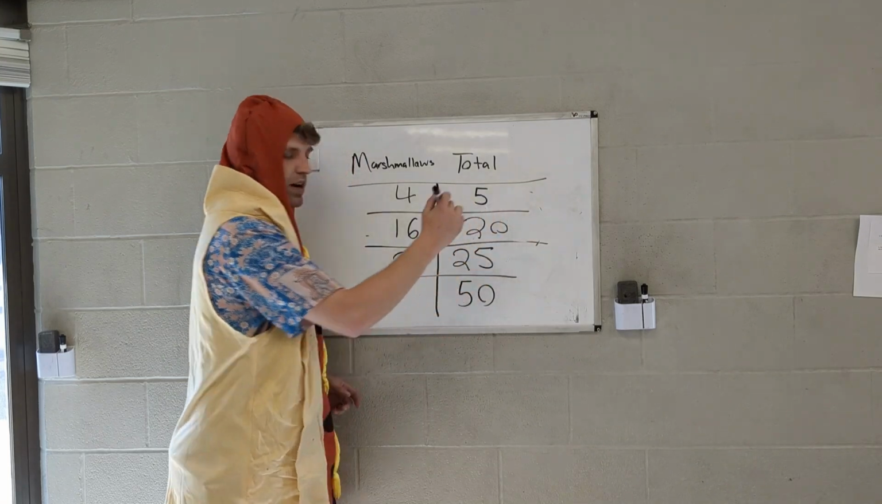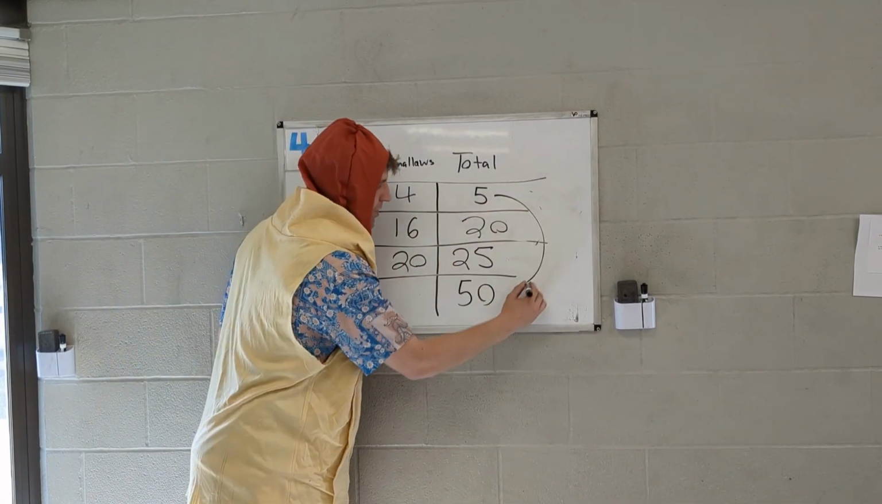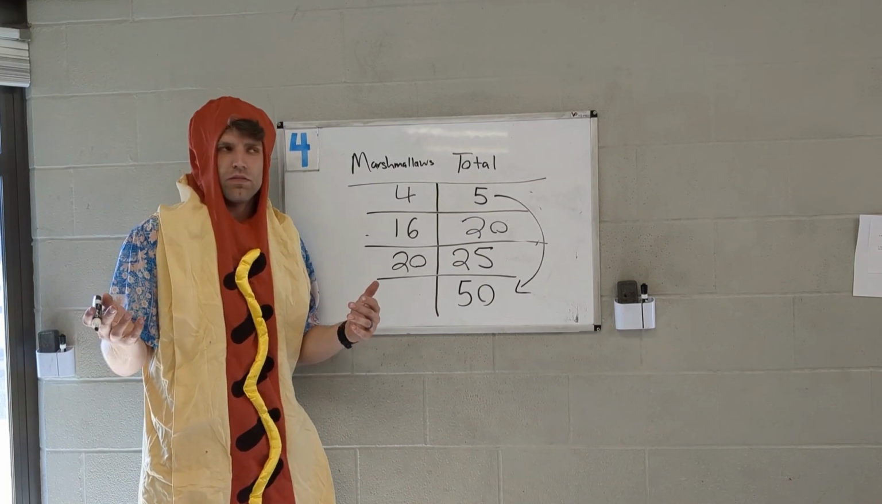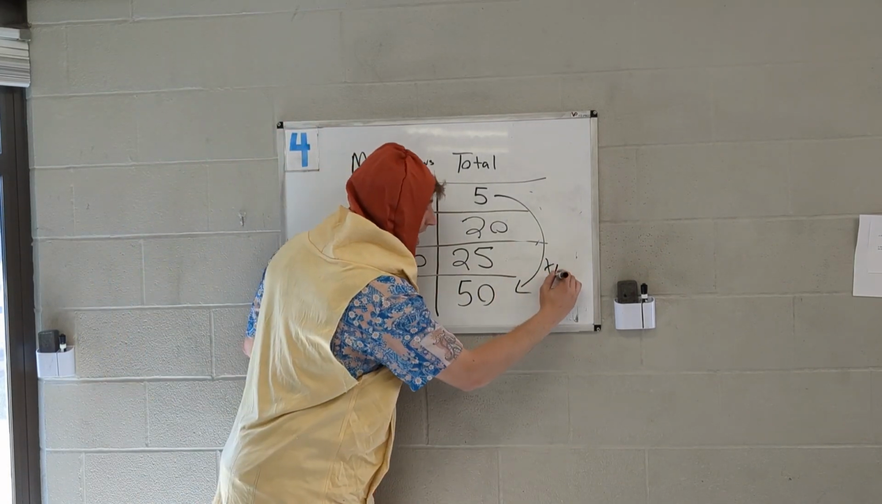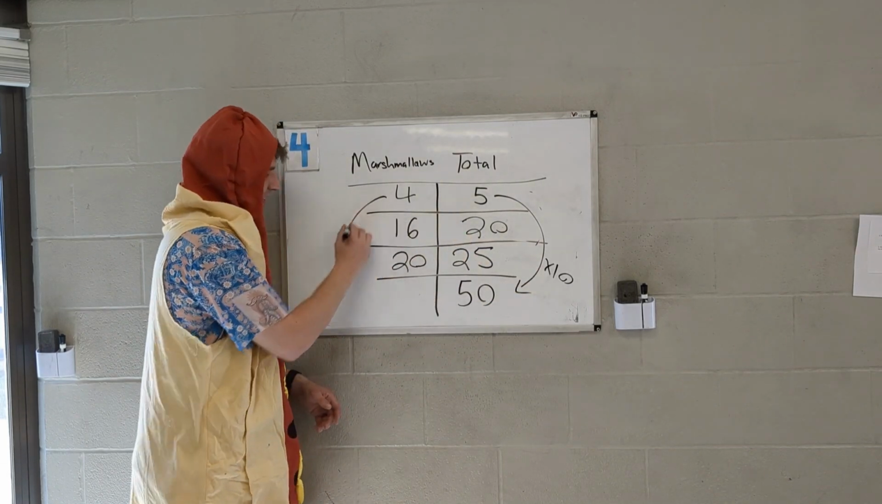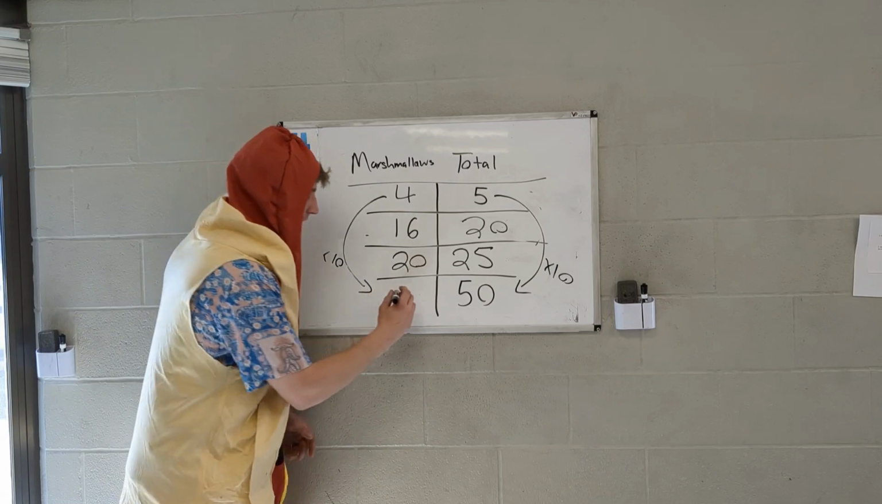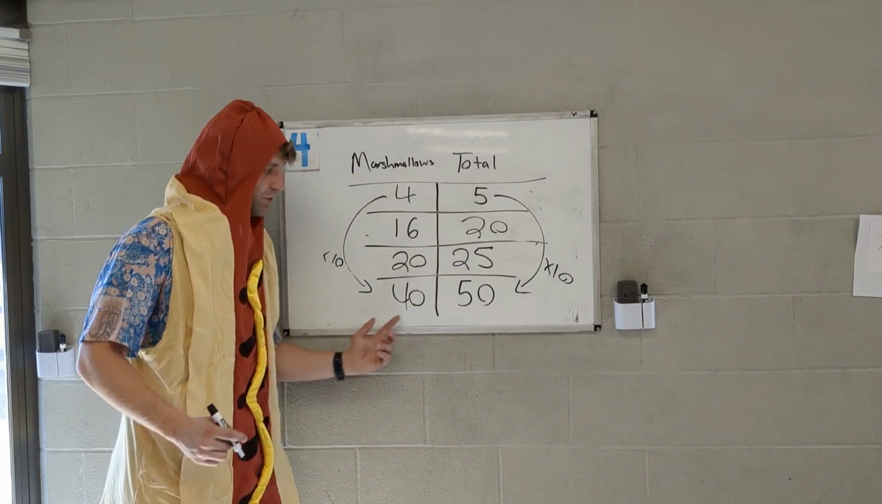Now that we know this is 20, what did I do to make it 50? Let's look at our simplified ratio. What did I do to 5 to make it 50? I multiplied it by 10. And to keep things equivalent, whatever I do to one side, I have to do to the other side. So if I multiply 4 by 10, that would give my ratio 40 to 50.